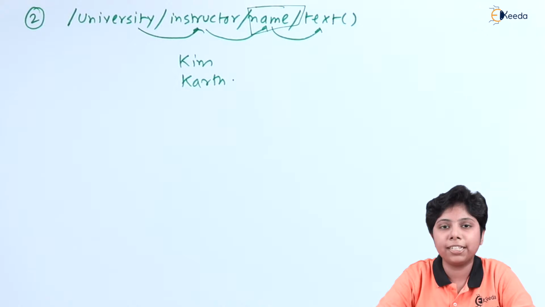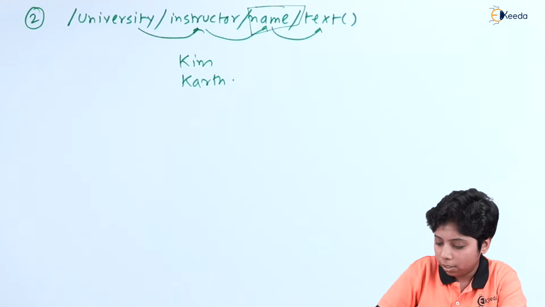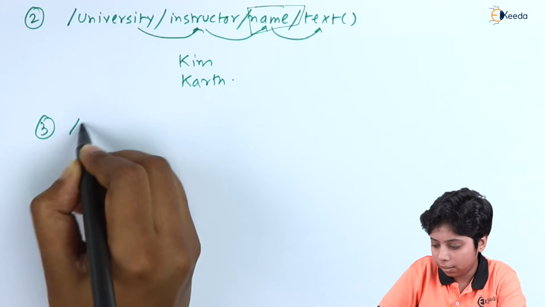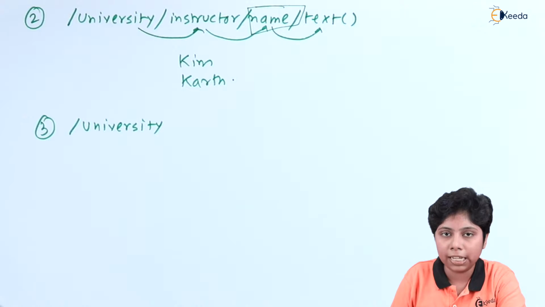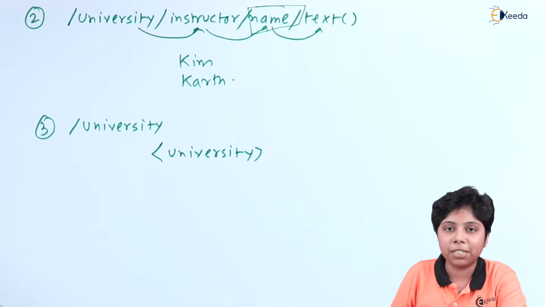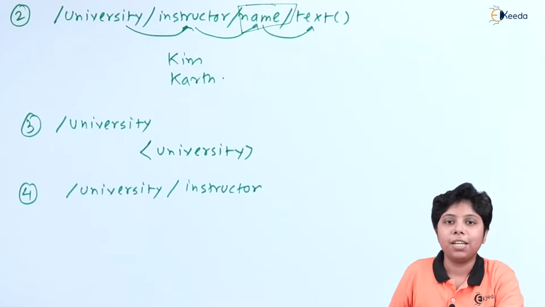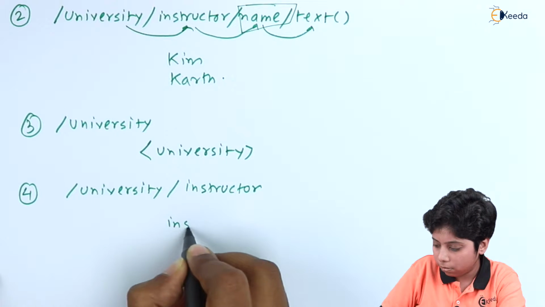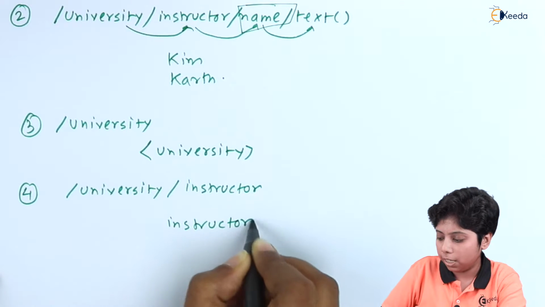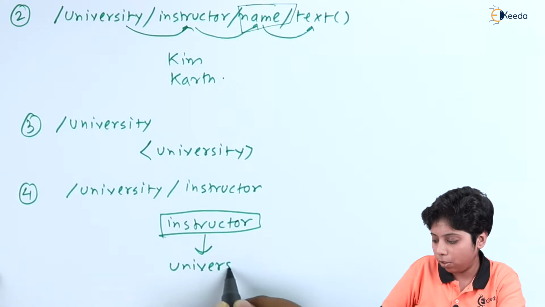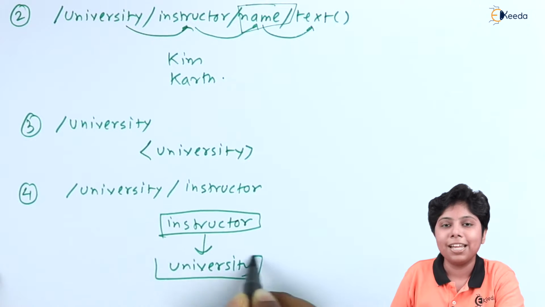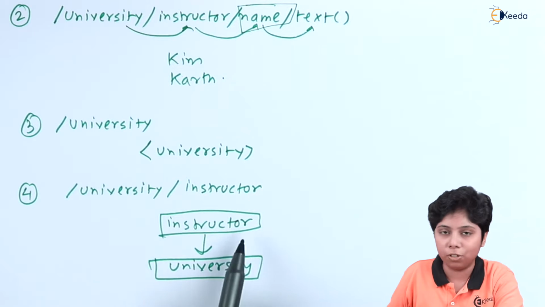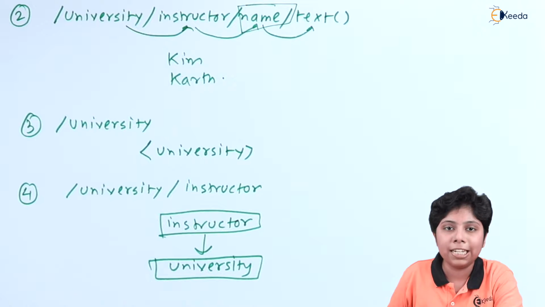Now if we use the left to right hierarchy, that means if we just write /university, it will return a single node, university. But if we write something more, it could return all the elements of instructor that is a child of the university.